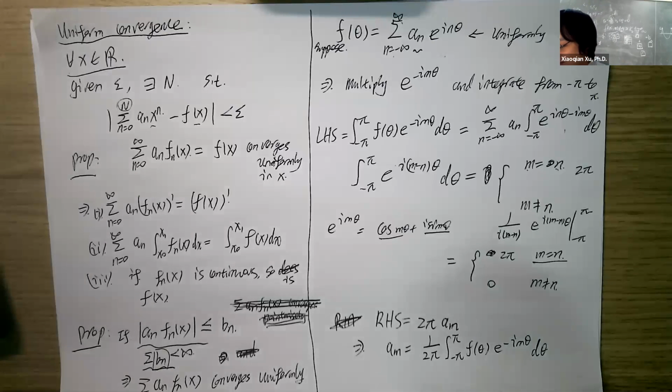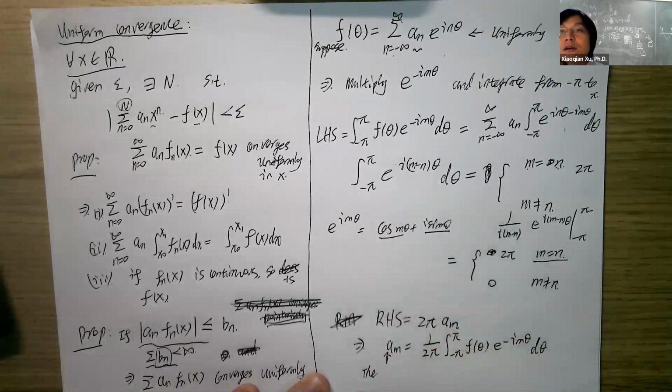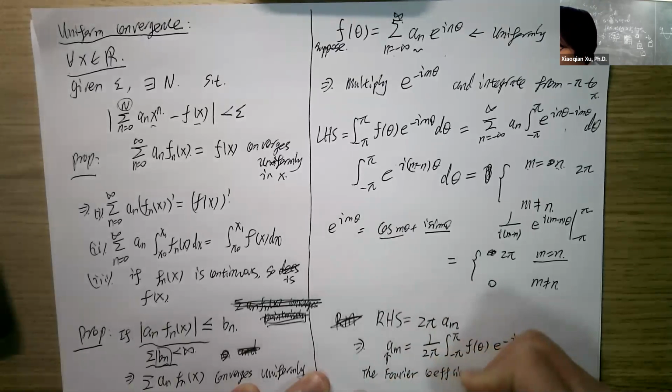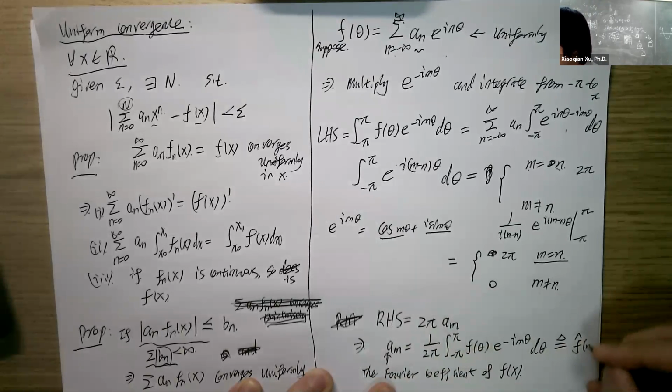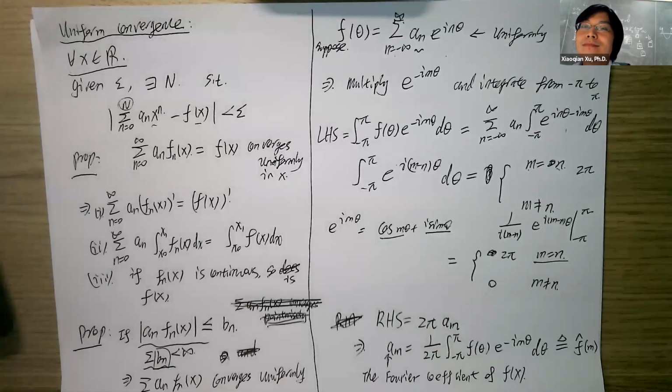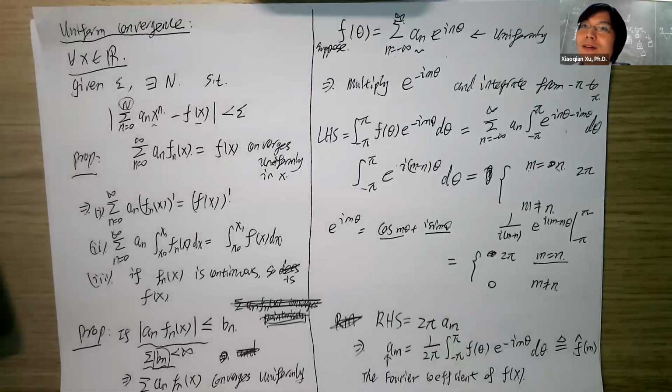Okay, this is the so-called Fourier series, the Fourier coefficient of f(x). Or you can also denote it as f hat at m. In the future, we may see what the meaning of f hat is. Now we just denote it as f hat at m, which means the m-th Fourier coefficient of f. Okay, any question?